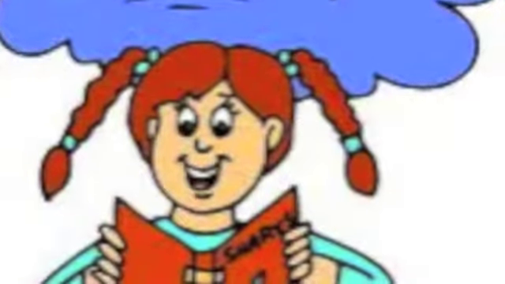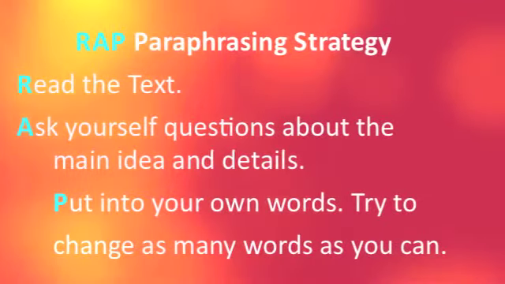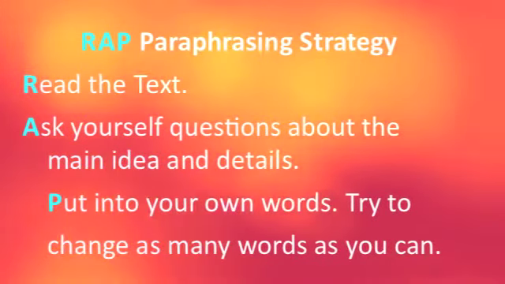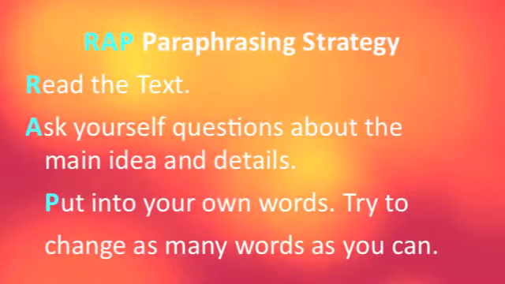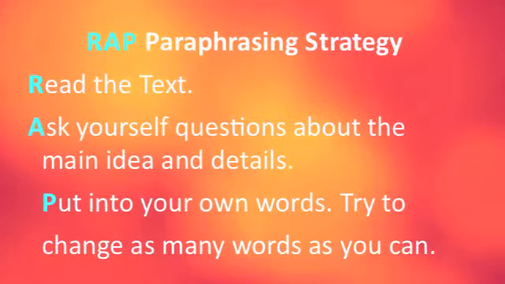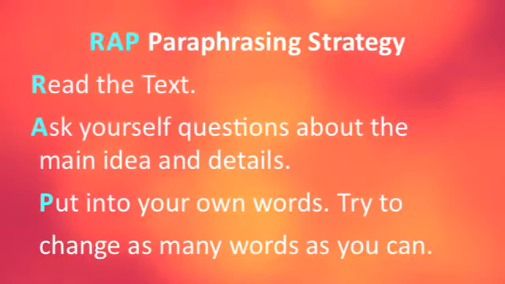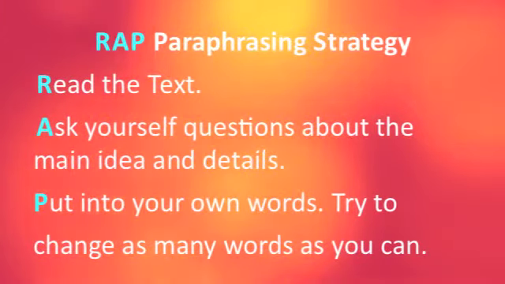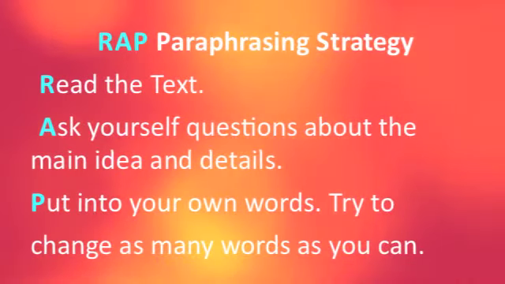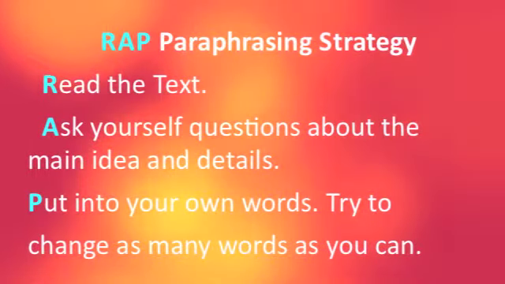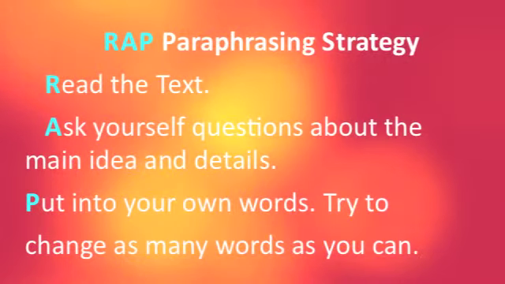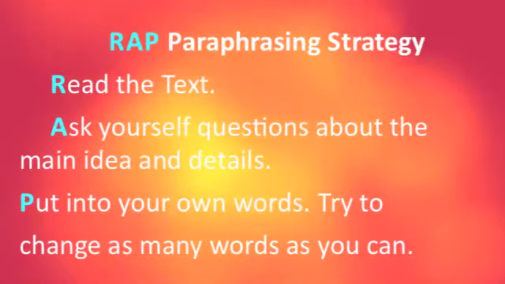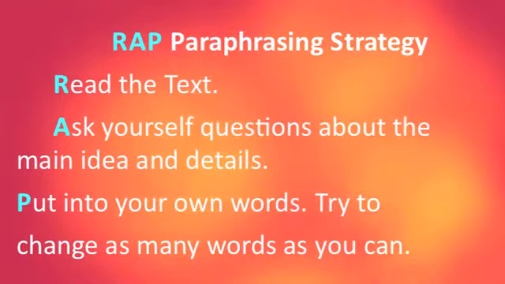The reading comprehension strategy called RAP can be easily used during a Think Aloud. The first step of the approach, the R in the acronym, is to read the text. The second step, the A in the acronym, is to ask yourself questions about the main idea and details. The final step, P in the acronym, is to put the text in your own words. When putting the passage in your own words, it is important to change as many of the words as possible.